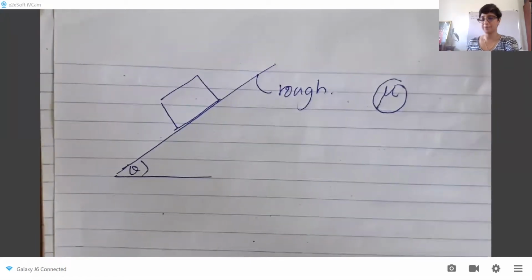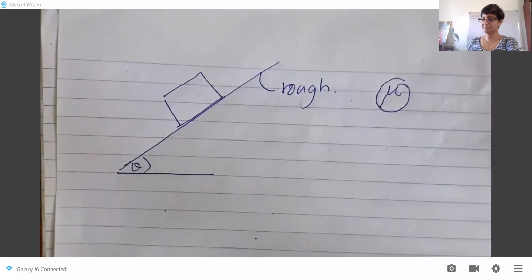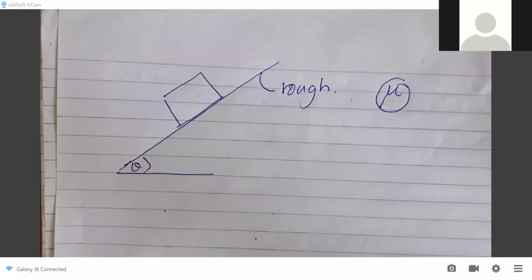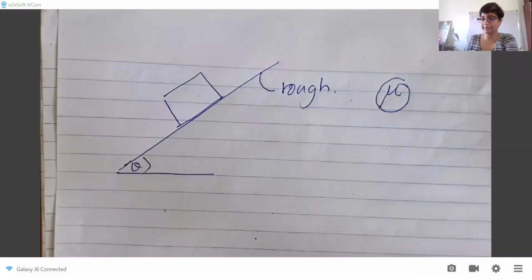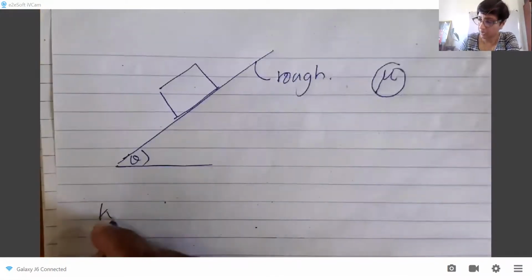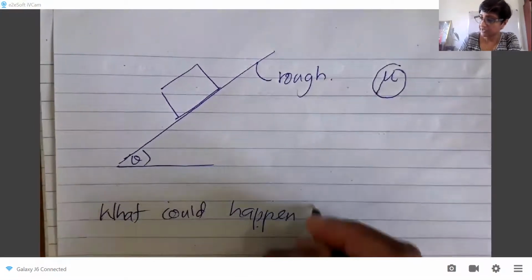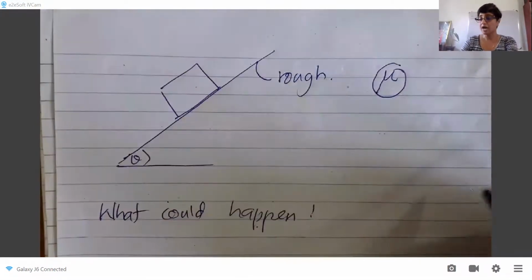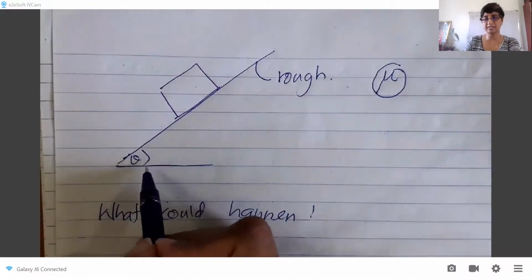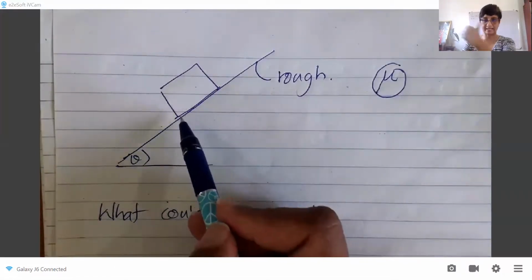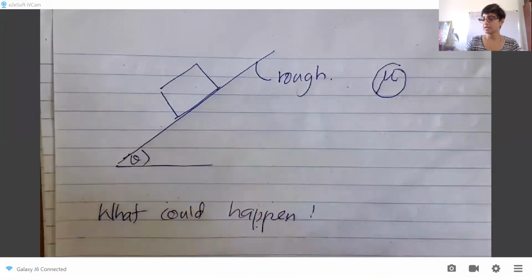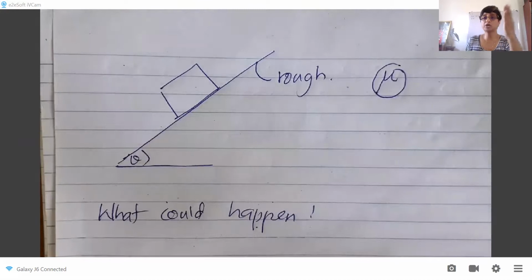Okay, now what could happen? It's rough and you keep the box. What could happen? Earlier, if the surfaces were smooth, however small this angle theta is, your object is going to accelerate down. If the surface is rough, what could happen? What are the possibilities? Mihiel says it could stick in one place.